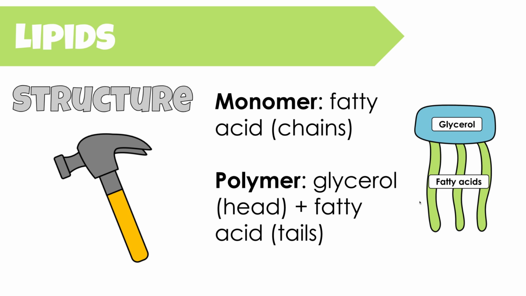And then the polymer would be the whole molecule here, which in this particular example has this glycerol head to it, as well as its fatty acid tails. So all lipids have that kind of head-tail structure. So it's not quite repeating subunits. There are the fatty acids, and there's also this secondary molecule, the glycerol here.